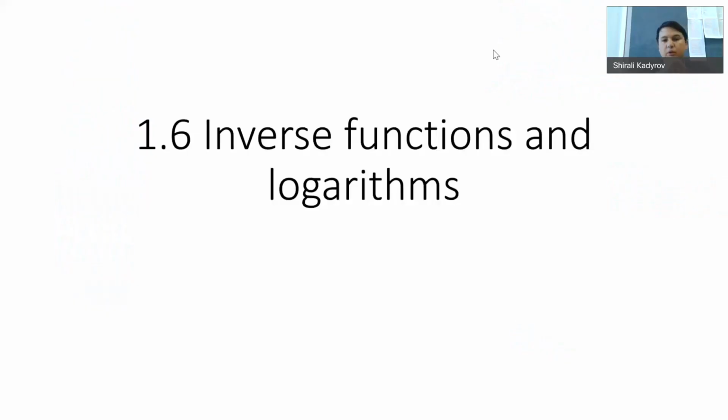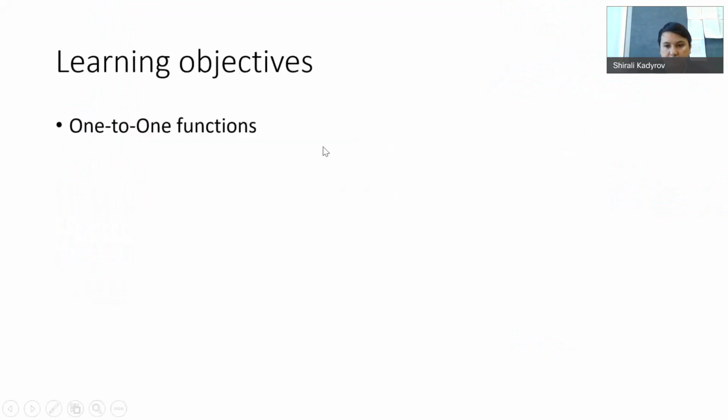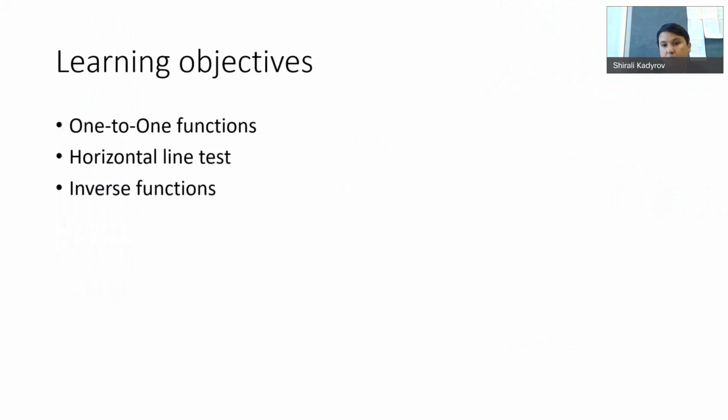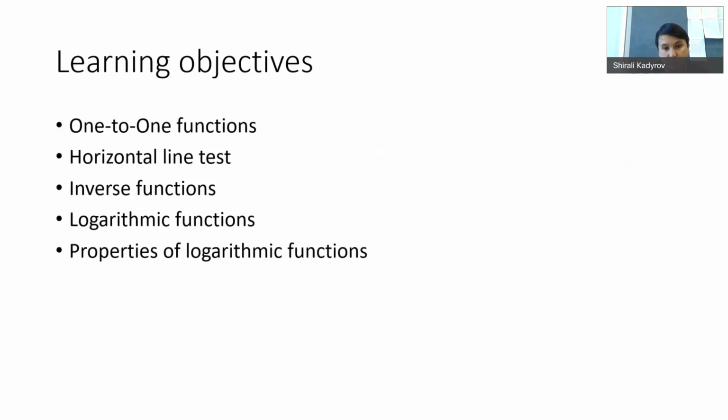Okay, welcome to 1.6 inverse functions and logarithms. So in this lecture, we have the following objectives. We will discuss what a one-to-one function is. We'll discuss the horizontal line test, which is useful to check if a function is one-to-one. Our main objective is going to be inverse functions. And then we'll discuss logarithm functions, their properties, and we end with inverse trigonometric functions.